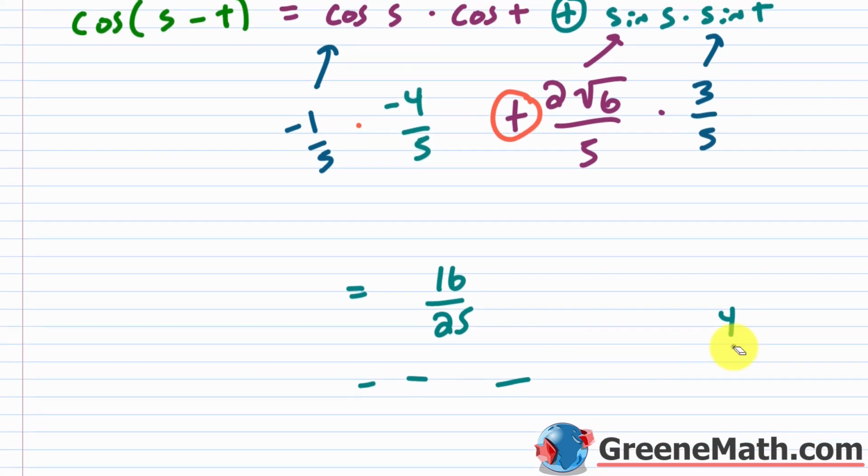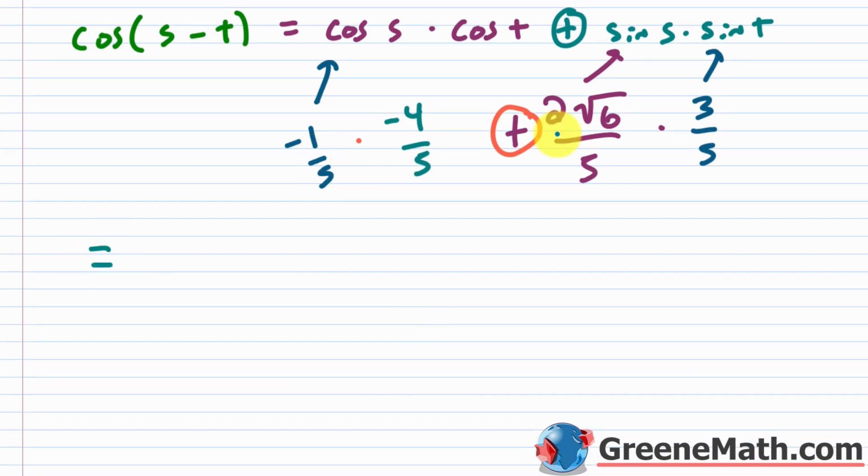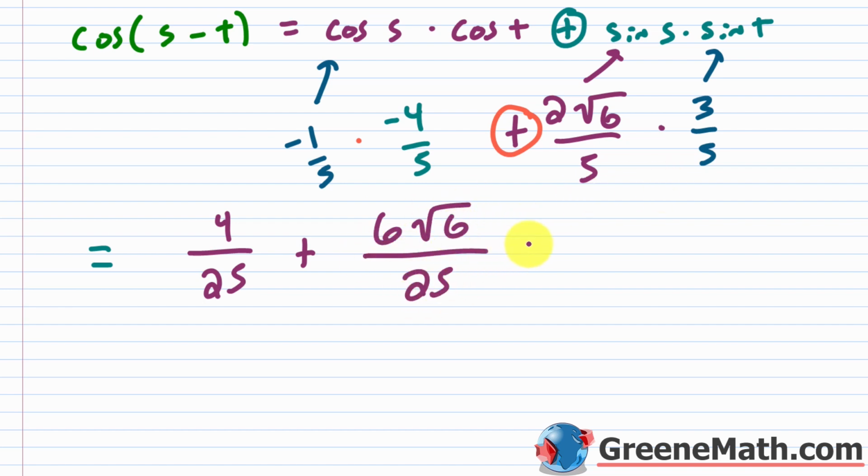Let me get rid of this. I'm just going to put equals here and then just use these values. So negative 1/5 times negative 4/5, negative times negative is positive. So this is 4 over 5 times 5 is 25. Then plus, you have 2 times square root of 6 times 3. That's just going to be 6 times square root of 6 over 5 times 5 is 25. So you have a common denominator here. You can just say that this is 4 plus 6 times square root of 6 over 25.